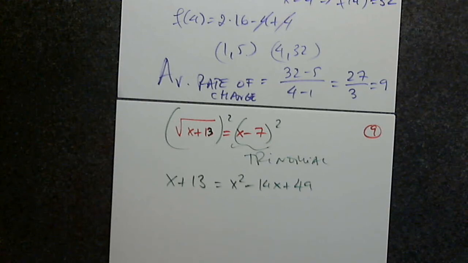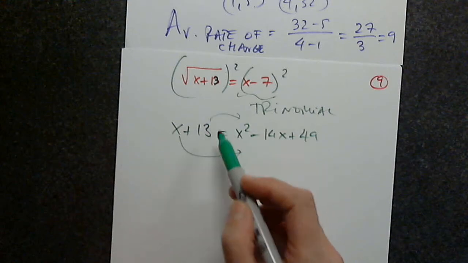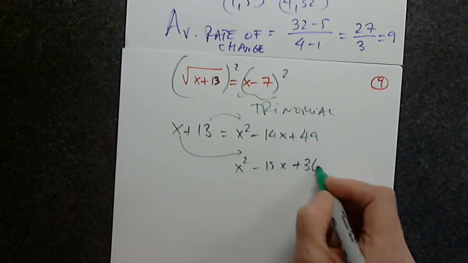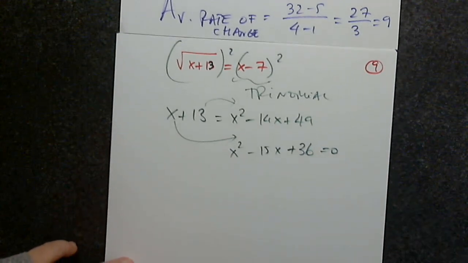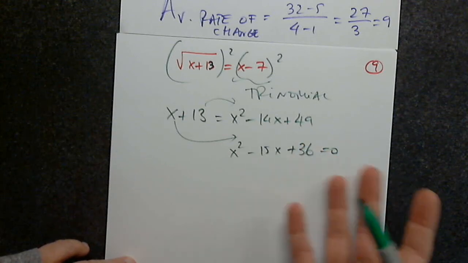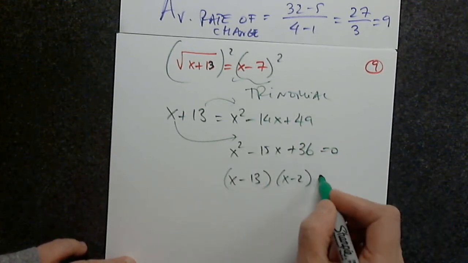Okay, now this is quadratic. It changed into a quadratic, so I have to set it equal to 0. So I'll move this and I'll move that. So x squared minus 15x plus 36 equals 0. No one is forcing you to factor, right? You can use the quadratic formula. It happens that this is x minus 13 and x minus 2.